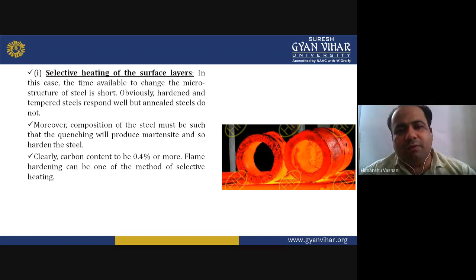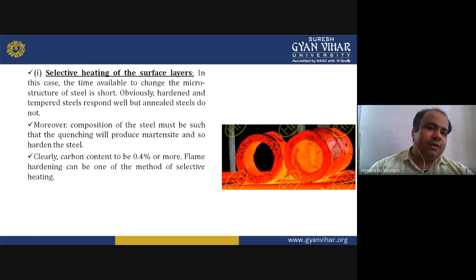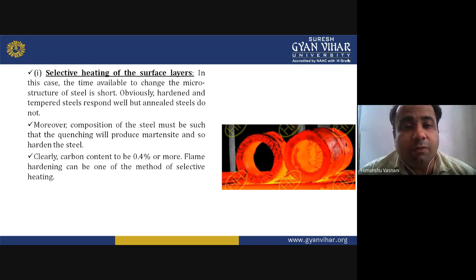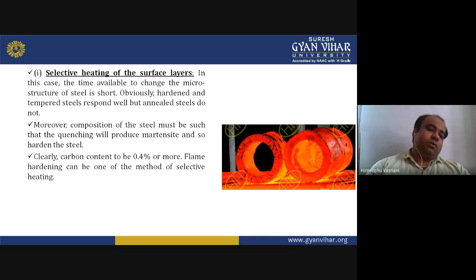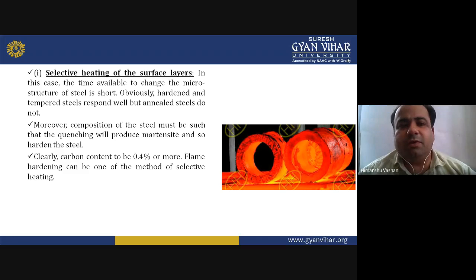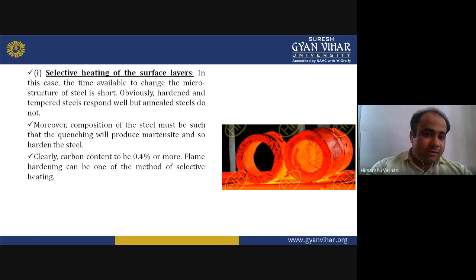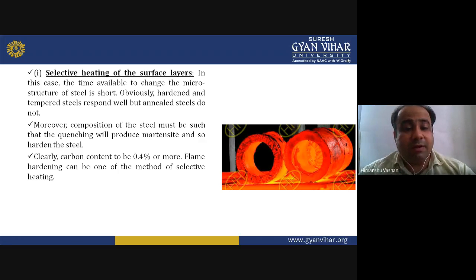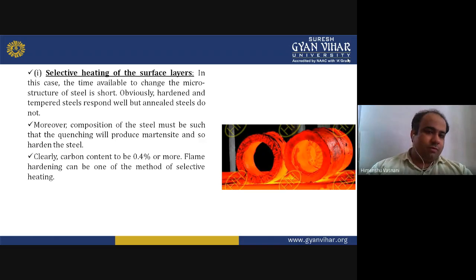Now we go with the first type, selective heating of the surface layers. In this case, the time available to change the microstructure of steel is short. So obviously hardened and tempered steels respond well, but annealed steels do not. I repeat: hardened and tempered steels respond well when we change the microstructure, but annealed steels do not respond well.